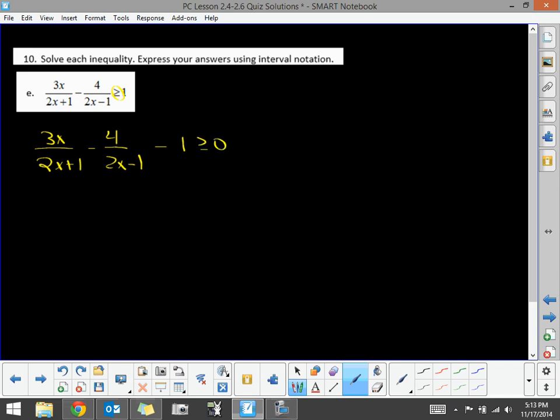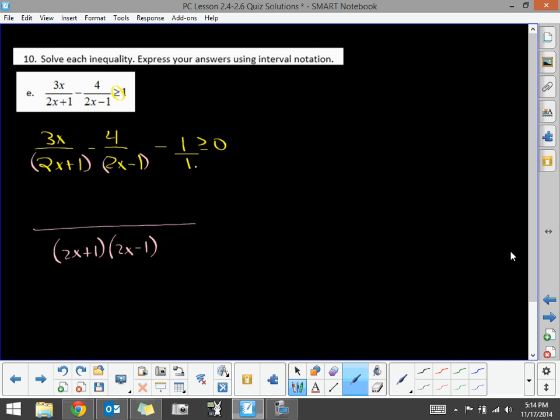equal to 0. And this is a 1 over 1, so we want to get a common denominator and write it as a single rational equation. These are grouped by the division bar, so I know that in my common denominator I need a 2x plus 1, I also need a 2x minus 1, and that's my common denominator. This multiplying by 1 will not change it.